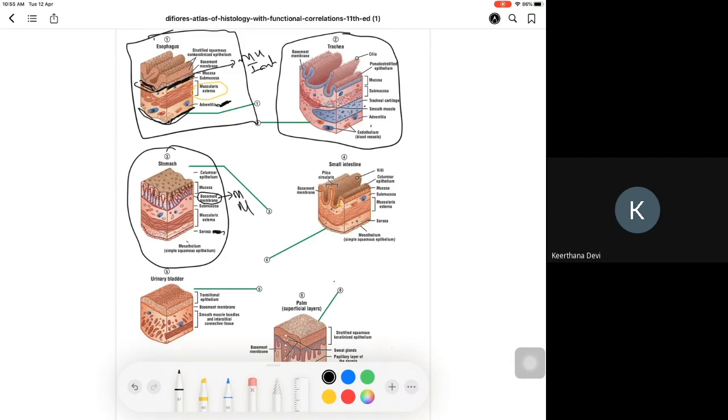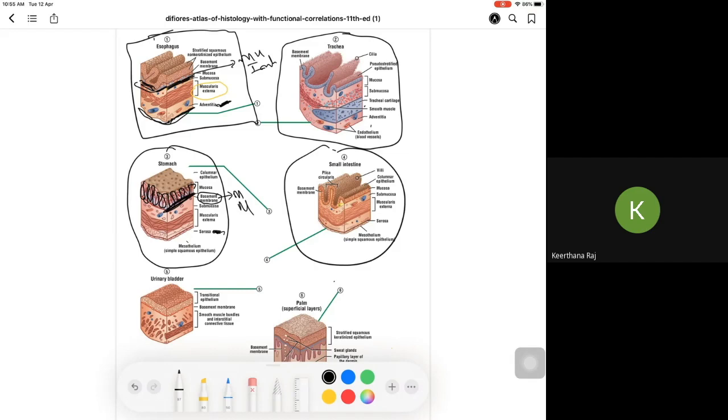Basement membrane is the one that is running all along the glands like that, whereas this layer is the muscularis mucosa. Itana Raj, yes, sir. Read this one, ma.